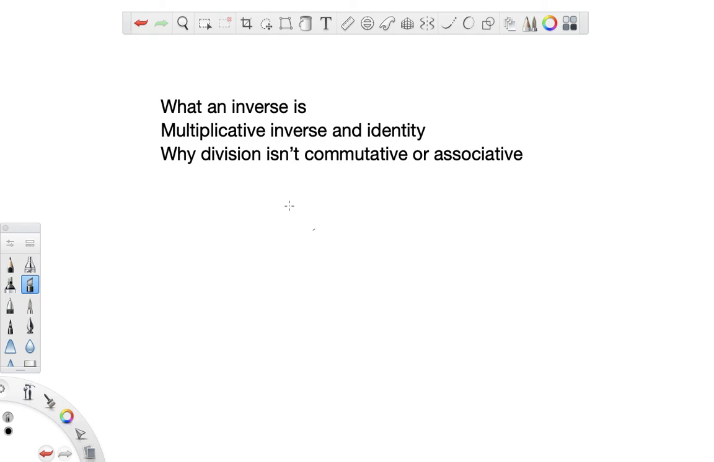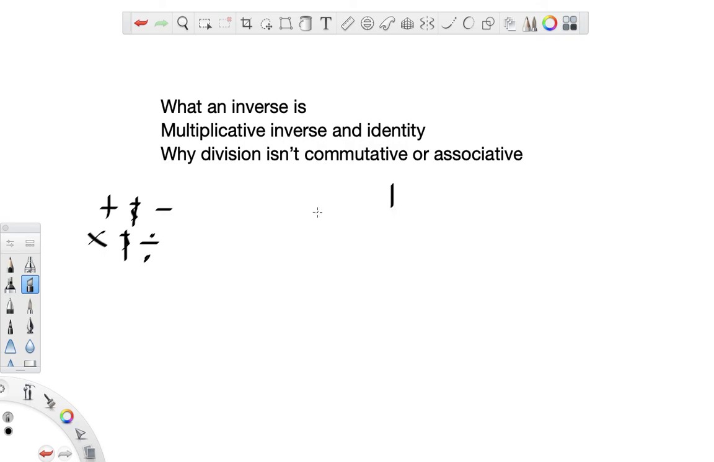In this video, we've looked at what an inverse is. So addition and subtraction are inverses, multiplication and division, they're inverses of each other. So that was the first part of the video. Then we looked at the multiplicative inverse and identity. So we know that the multiplicative identity is 1.